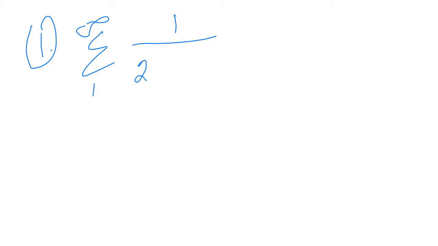Is that page 706? The problem is: find the first 4 elements of the sequence of partial sums and find a formula for S sub n in terms of n.